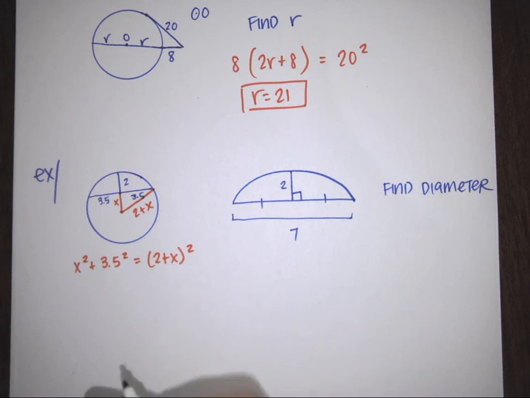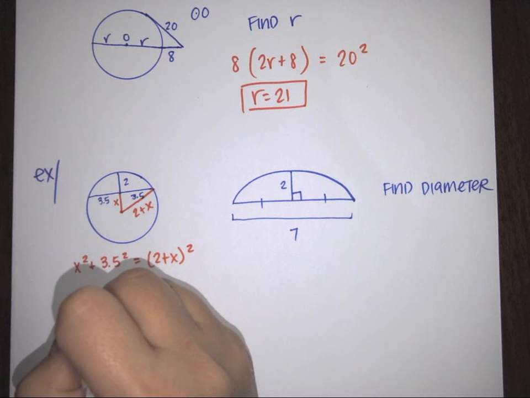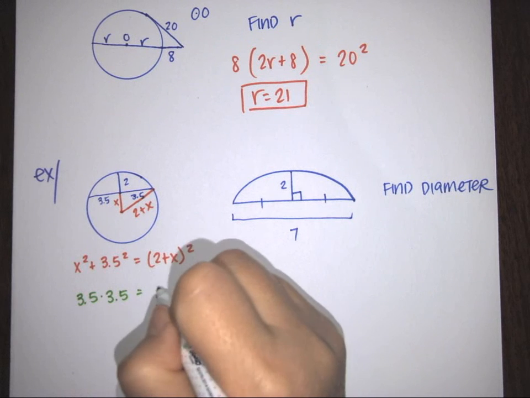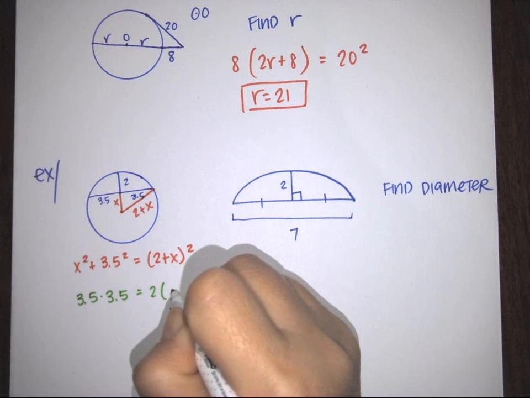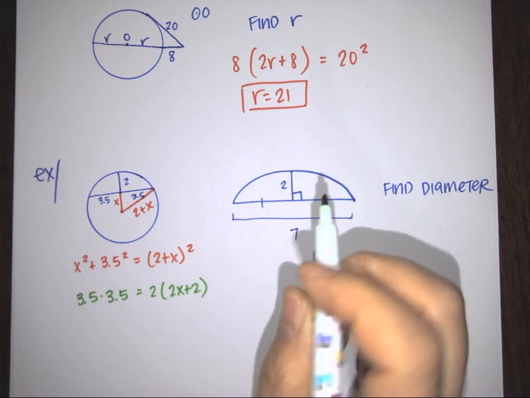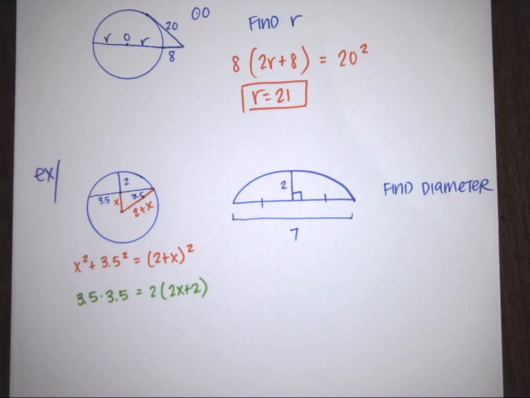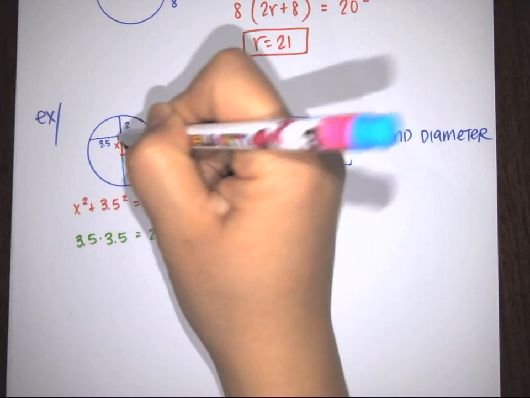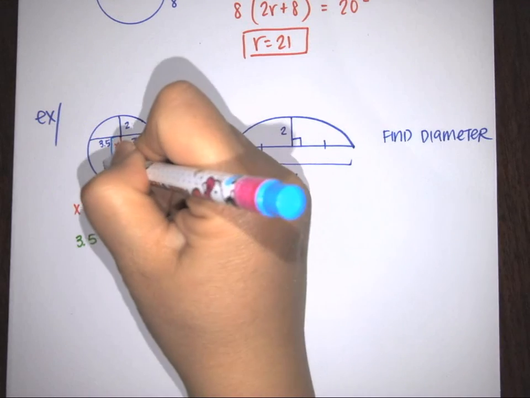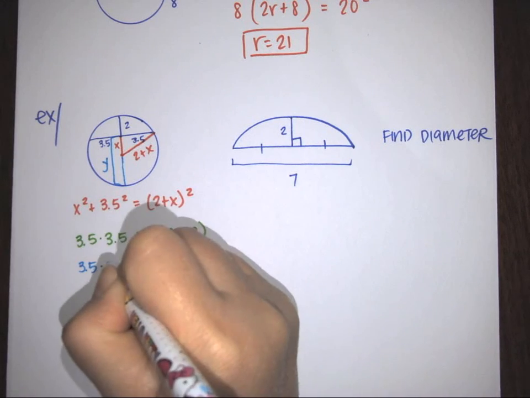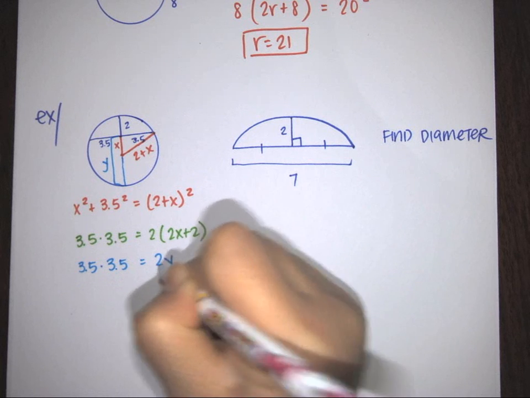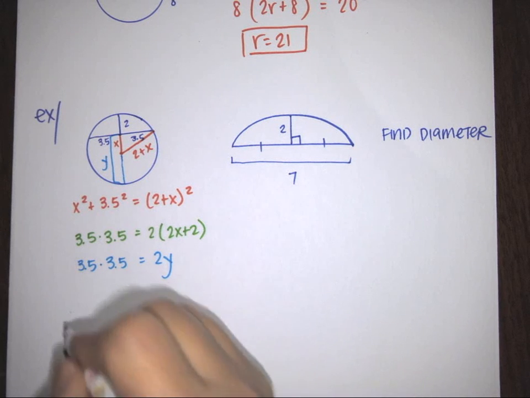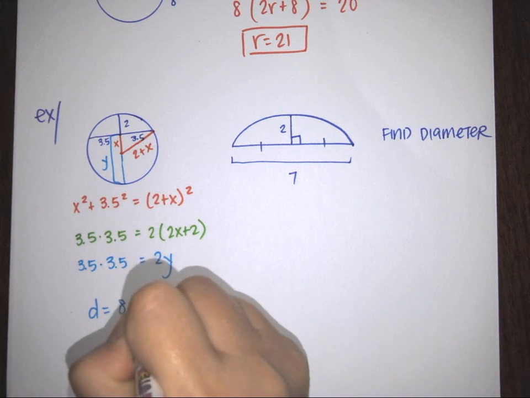Again, we could also use the power theorem. We could do chord, 3.5 times 3.5 equals 2 times 2x plus 2. And of course, you can also set this whole thing to y and do 3.5 times 3.5 equals 2y, and then add it to get the diameter. Either way, the diameter ends up being 8.125.